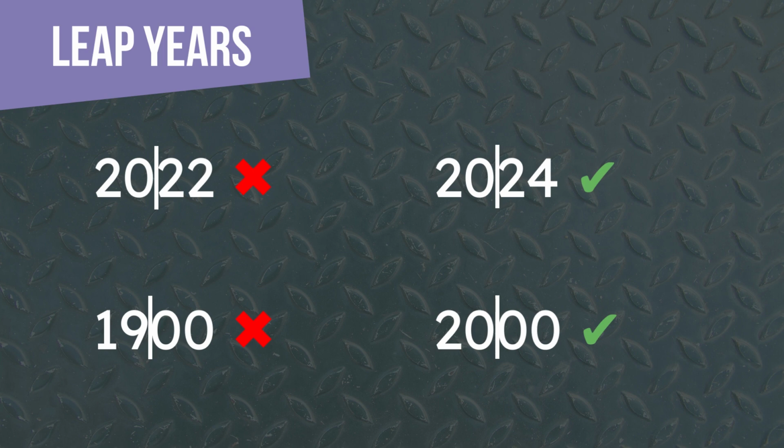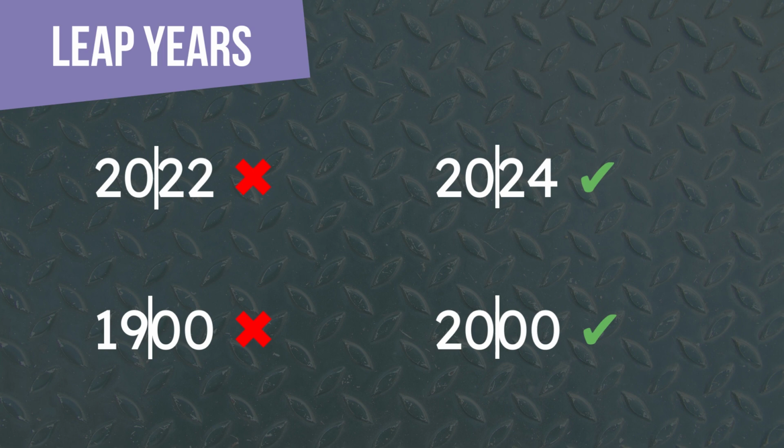So what about the year 1900? So the last two digits are 0, so let's check the next two digits. 19. So 19 is not divisible by 4, so it's not a leap year, even if the last two digits of the year are 0.